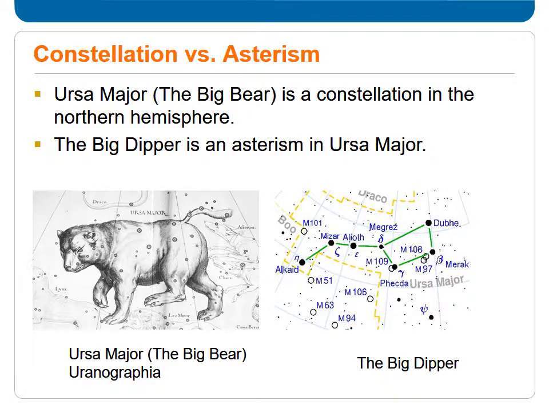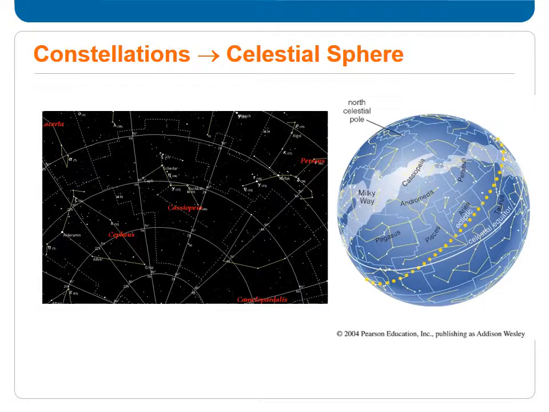Ursa Major, the Big Bear, is also a constellation in the Northern Hemisphere. An asterism is a grouping of stars that is easily recognized. The Big Dipper is an asterism in Ursa Major. Historically, constellations are patterns of bright stars. Today, astronomers define regions in the sky by constellations on a spherical surface known as the celestial sphere.